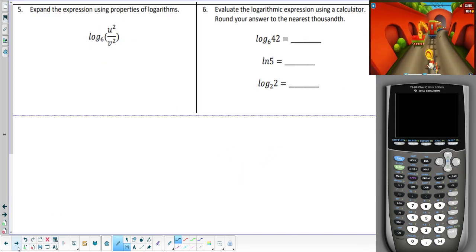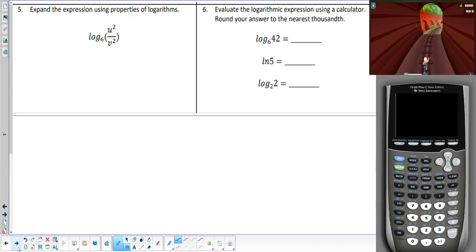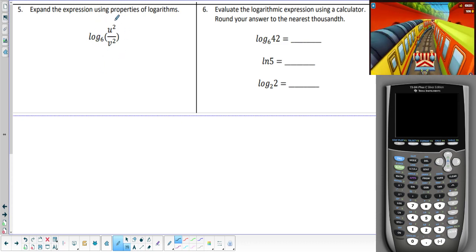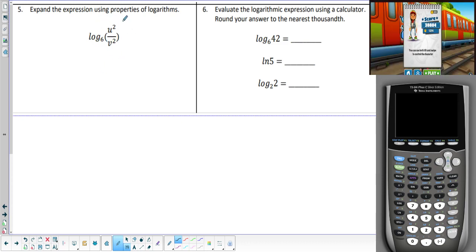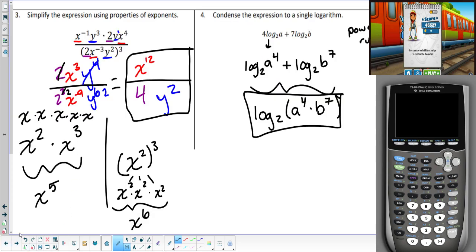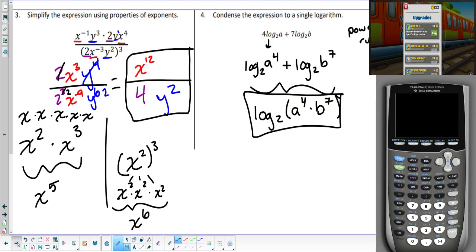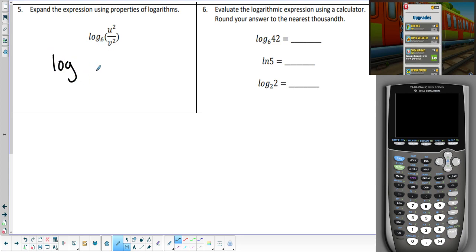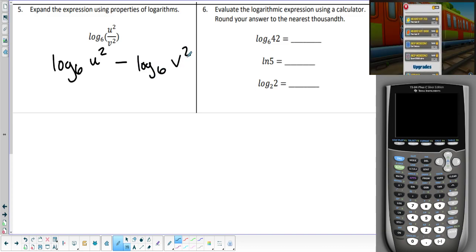All right, moving on to 5 and 6. 5 is super similar, except this time we are dividing, all right? We're going to divide inside the log, which, just like in this problem where when you divide, you subtract, you also subtract the logs. So it'll become this. Log base 6, because the log base 6 is here, of u squared minus log base 6 of v squared, all right? I used the division rule of logs.